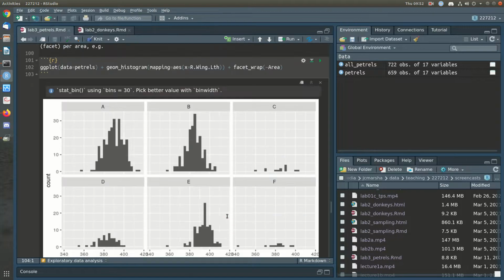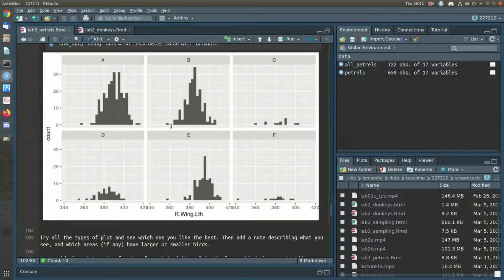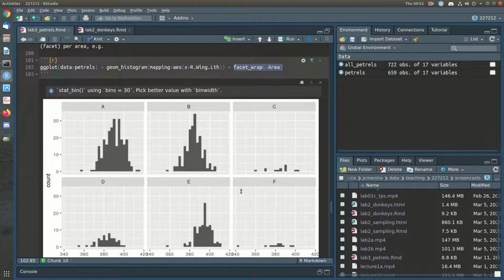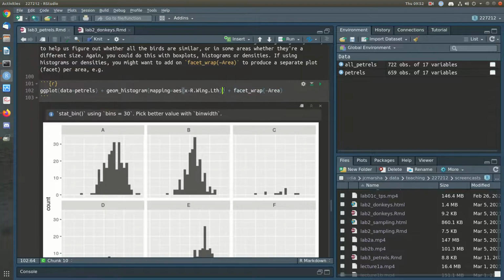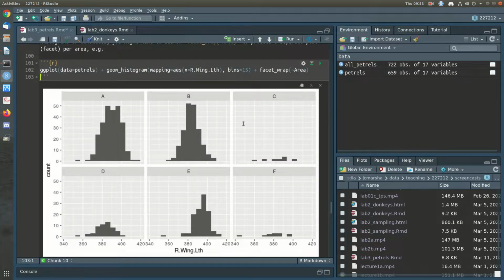And so instead, I have used this facet wrap command here, which essentially just splits the data up by area and does a histogram per one, plotting everything on the same scale so that they're comparable. Okay. Now there's probably too many bins. Let's reduce the number of bins a bit. There we go. Okay. So I think you can see here that this isn't fantastic to compare the groups.